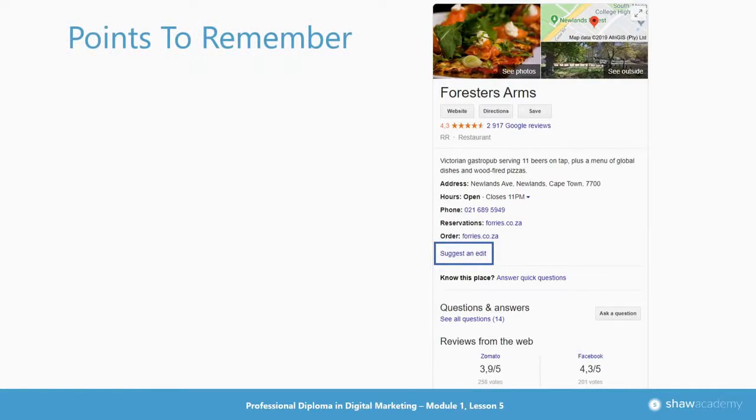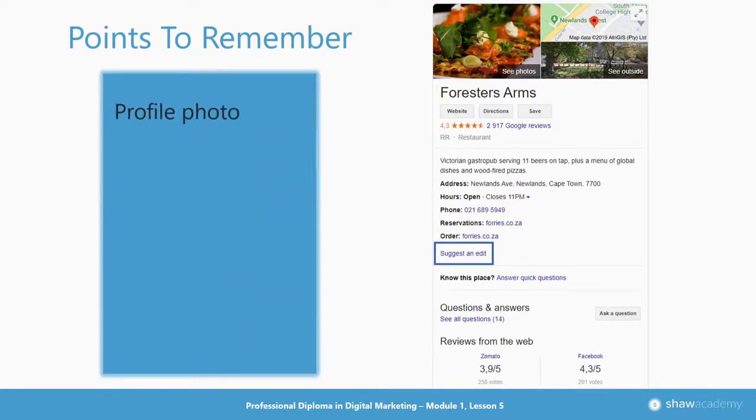Some very important points to remember when it comes to your Google My Business page. Your profile photo is what appears when you upload new photos, videos, or review responses. So it's important to make sure that's a good, high quality, relevant, very easily identifiable photo. The Google My Business cover photo is one of the most important as it shows up front and center on your listing.